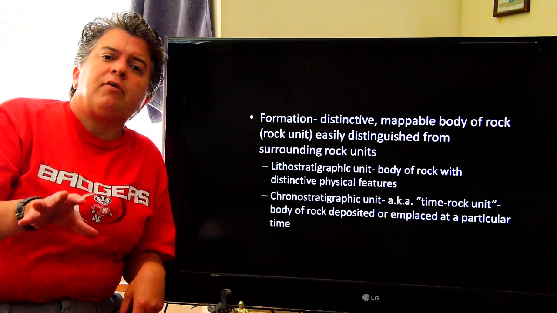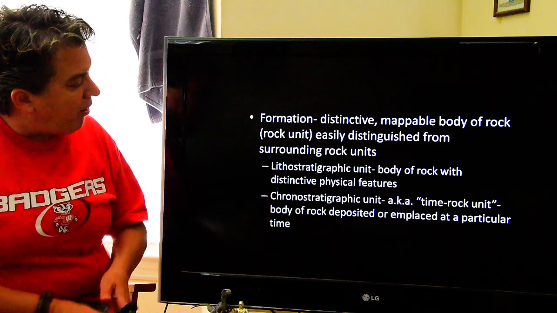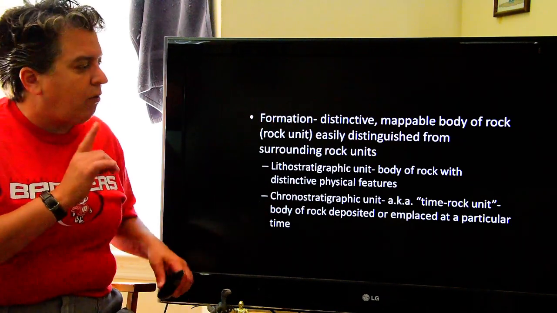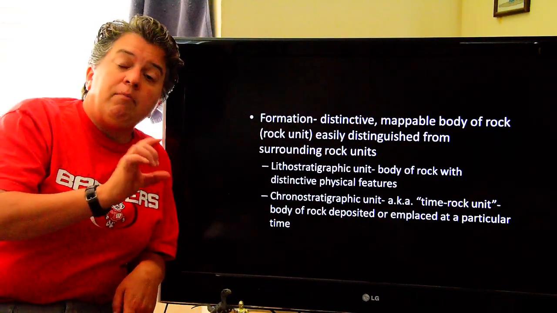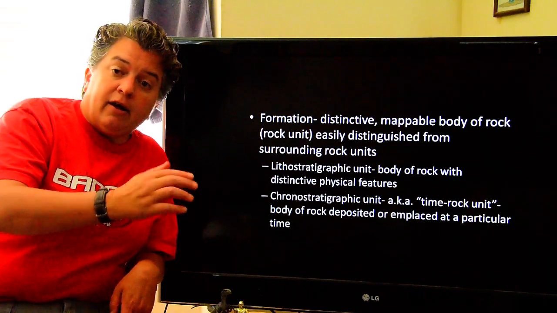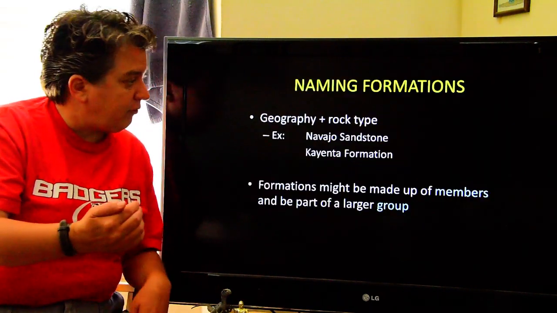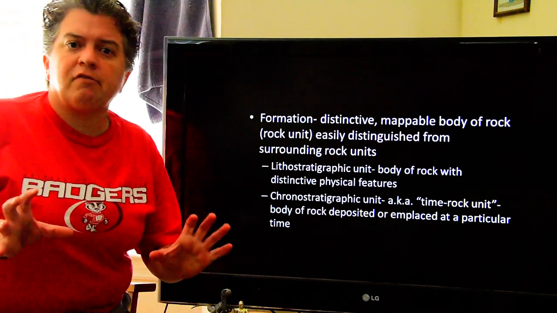But you can also have what are called chronostratigraphic units. And you'll see these sometimes referred to as time rock units. This is a body of rock deposited or emplaced at a particular time. So it might not be the same physically, right? It might have some different physical characteristics, but it was deposited at exactly the same time.